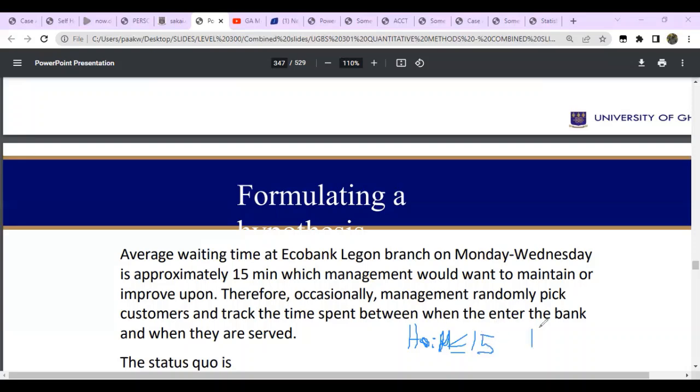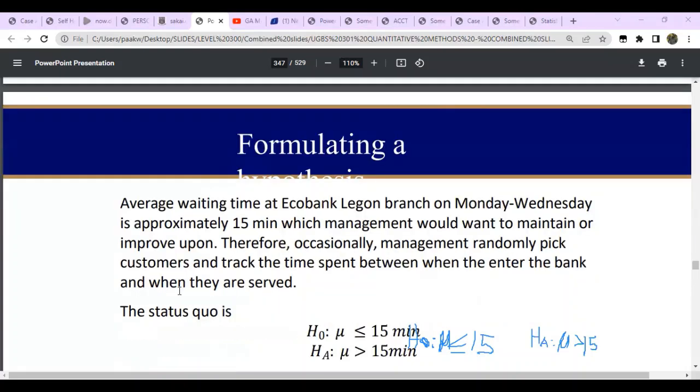Then HA will challenge what? The status quo. So HA will talk about the opposite of the HO. So that one too will say that the mu is greater than what? 15. Because they said that the HA never contains the equality sign. So it's less than, greater than, or not equal to. You get it? Not equal to. So this is how you write your hypothesis. This is how you formulate your hypothesis. Any question?